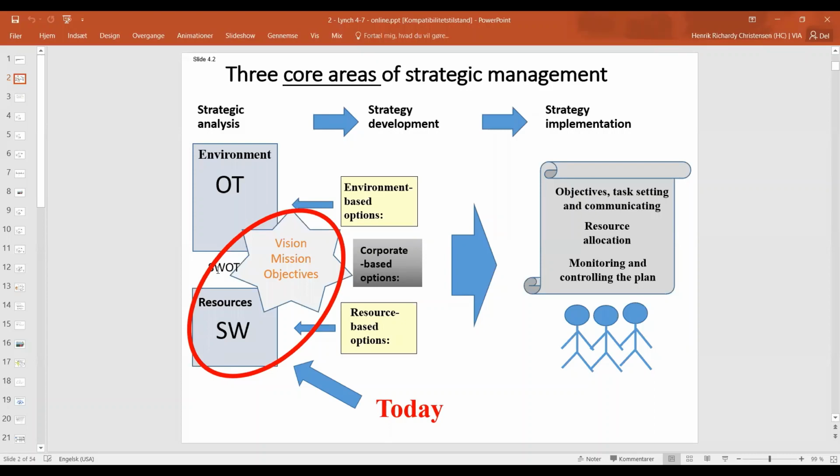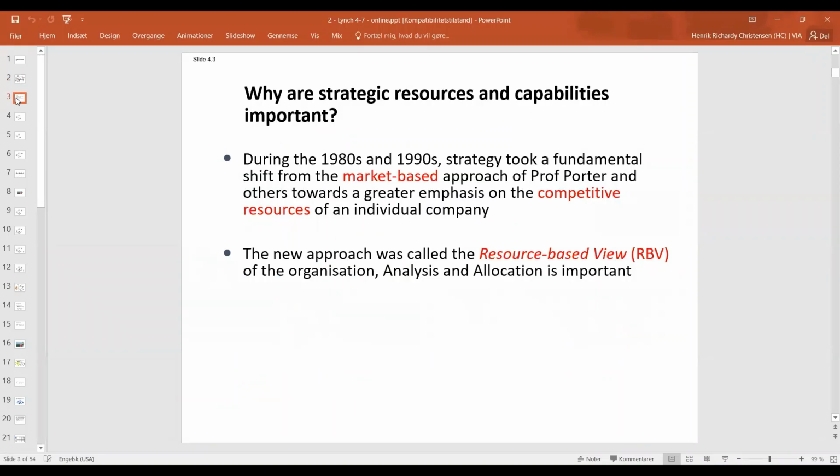But today, our focus will be on resources, and it will also be about vision, mission, and objectives. We'll talk mostly about resources, but we'll also take a closer look at how we understand vision, mission, and objectives, because there's no just one way to understand this. So when we have finished today, we will have the whole picture of the SWOT and how we develop a SWOT. Okay, let's get started and take a closer look at strategic resources.